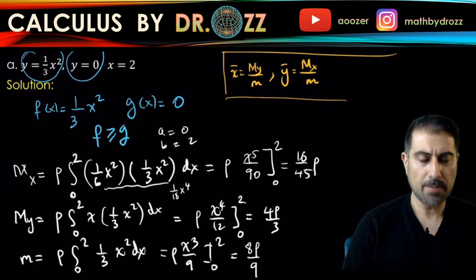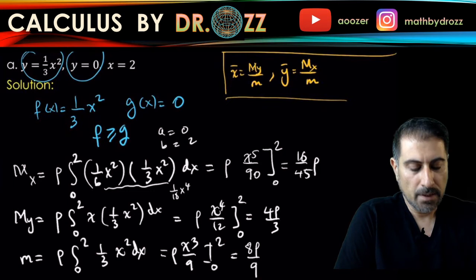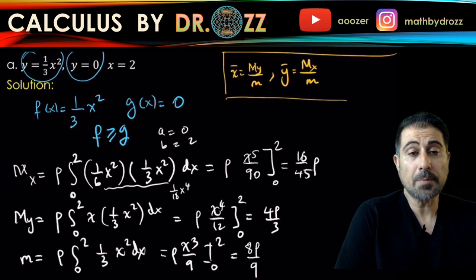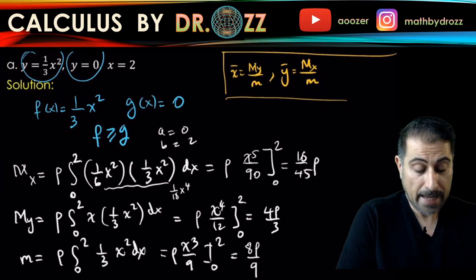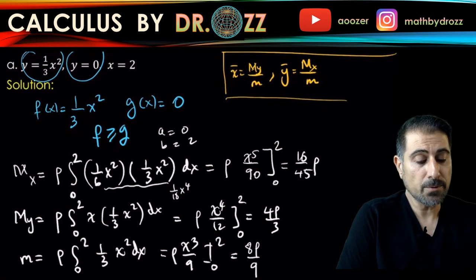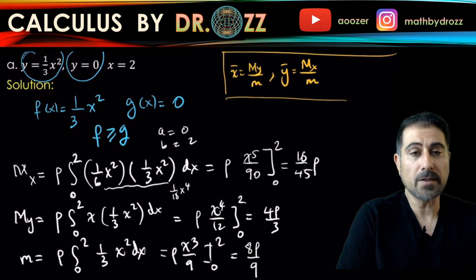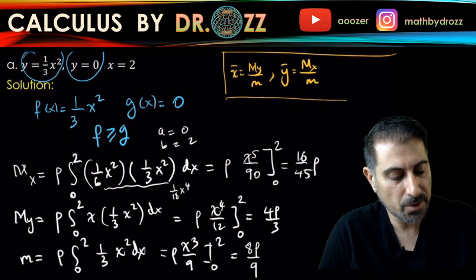Let me just go back to my comment about the location of the center of mass. That is supposed to be independent of rho, because at the end of the day, I'm going to divide m sub y by m, and those rho's are going to be canceled out. And same as for m sub x divided by little m. So we're going to cancel all the rho's. So in other words, let me just continue from here.